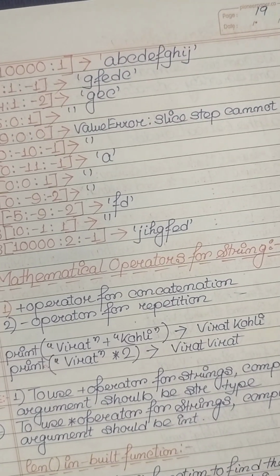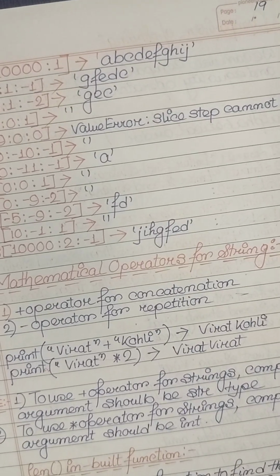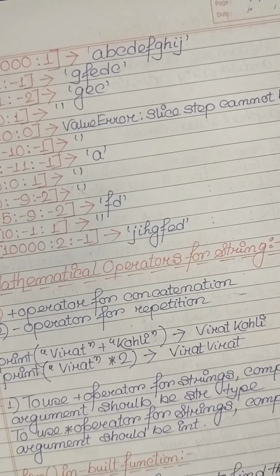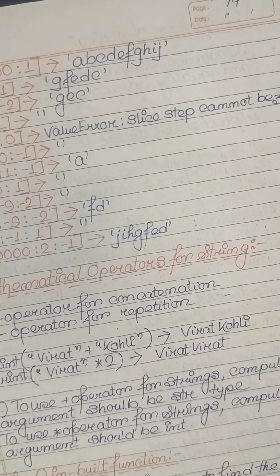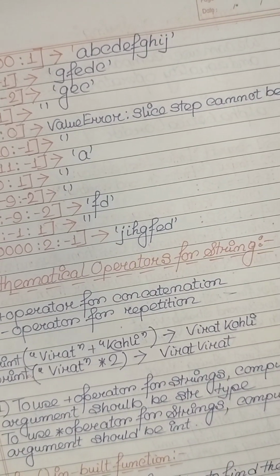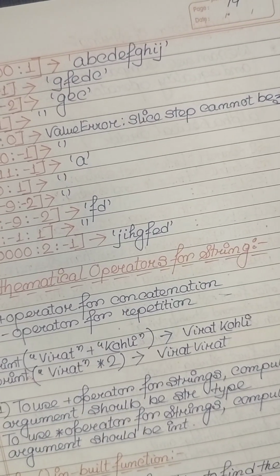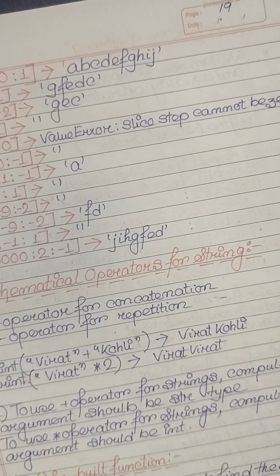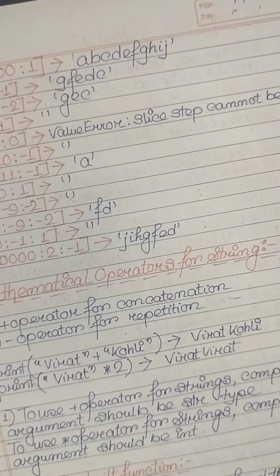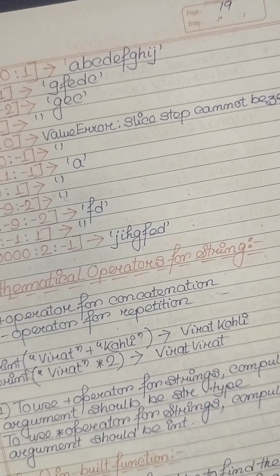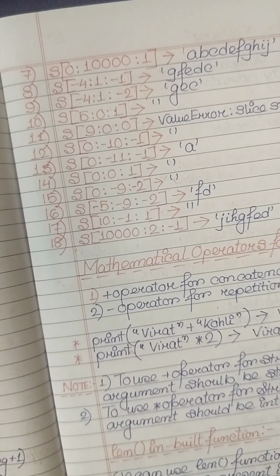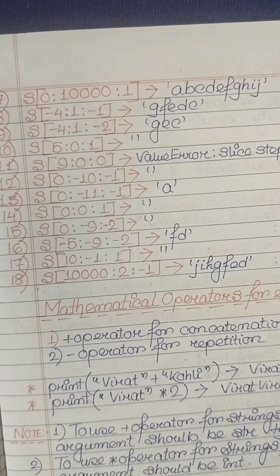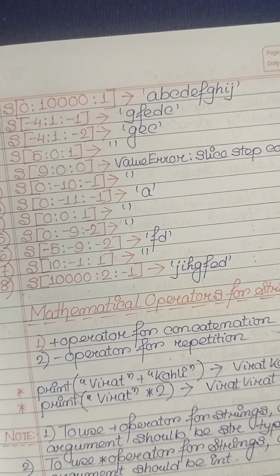The 14th number example: S with the beginning and end value 0 and 0, step value 1, it will print nothing. With 0 as the beginning value, minus 9 as the end value, and minus 2 as the step value, it will print nothing. Number 16, S[-5:-9:-2], and the answer will be F, D.